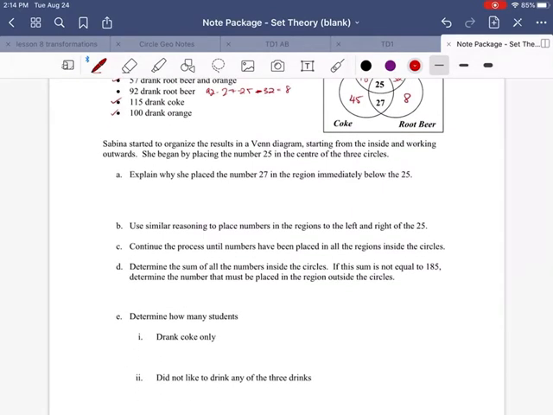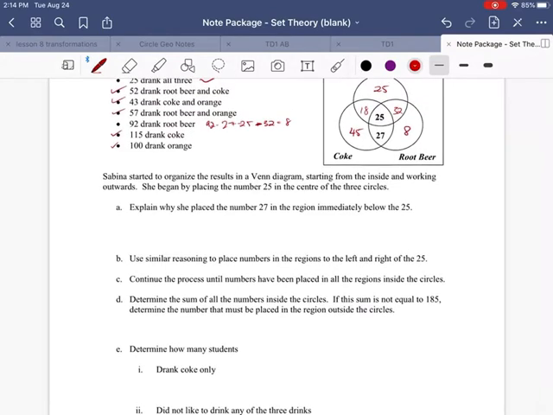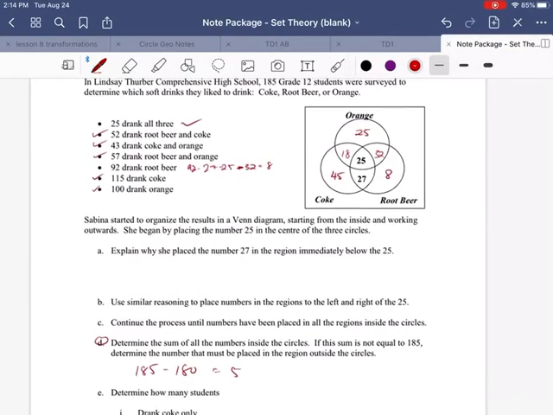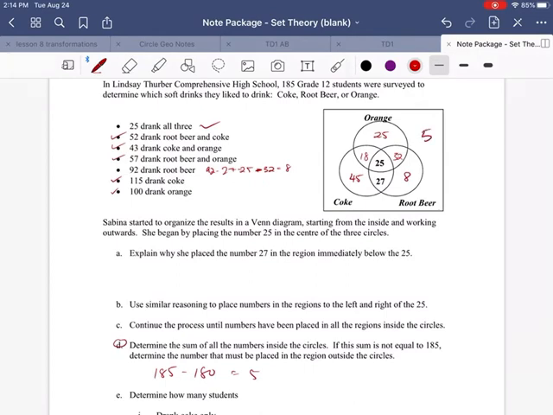So let's determine, forgot about this part. Determine the sum of all the numbers inside the circles. If the sum is not equal to 185, determine what needs to be placed outside. So if you add them all up, they actually come to 180, which isn't 185, which means that there's 5 kids that need to be accounted for, part of the universal set. They're grade 12 students, but one of those options isn't their favorite.